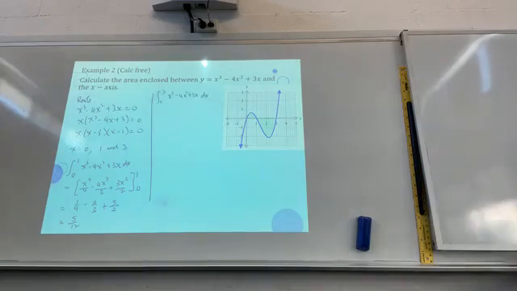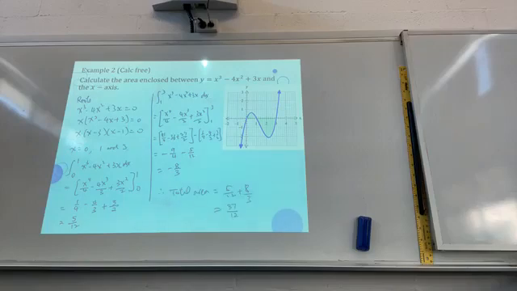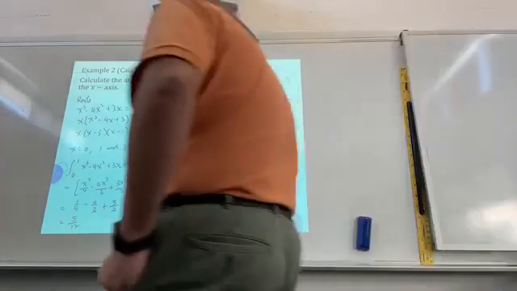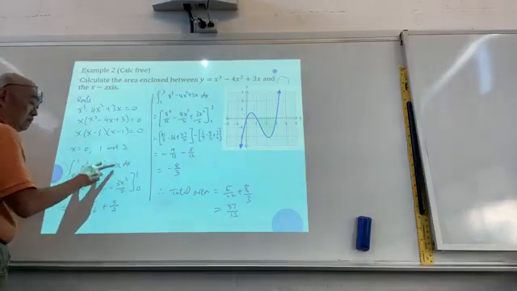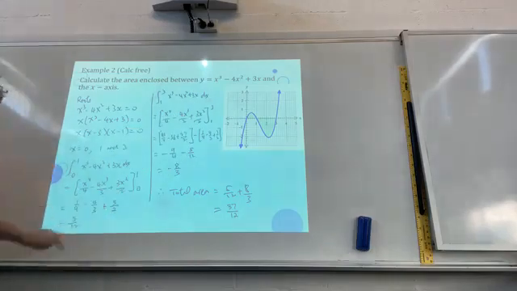Alright, so I integrated 1 to 3. I know it's a negative area, but I added the total area. I should have put down units squared, alright? I was a bit lazy, I didn't do that, but I should. Once you've integrated this, that should be the same. It's just different values, that's all.